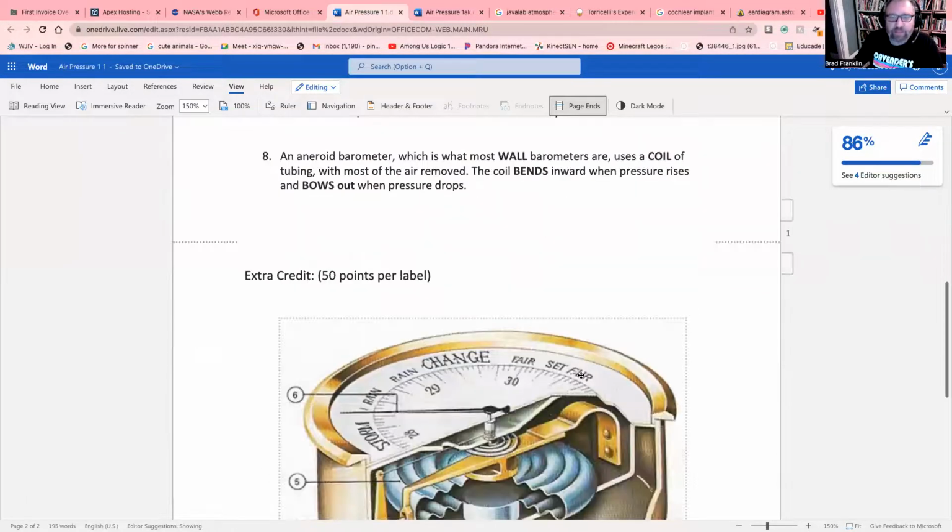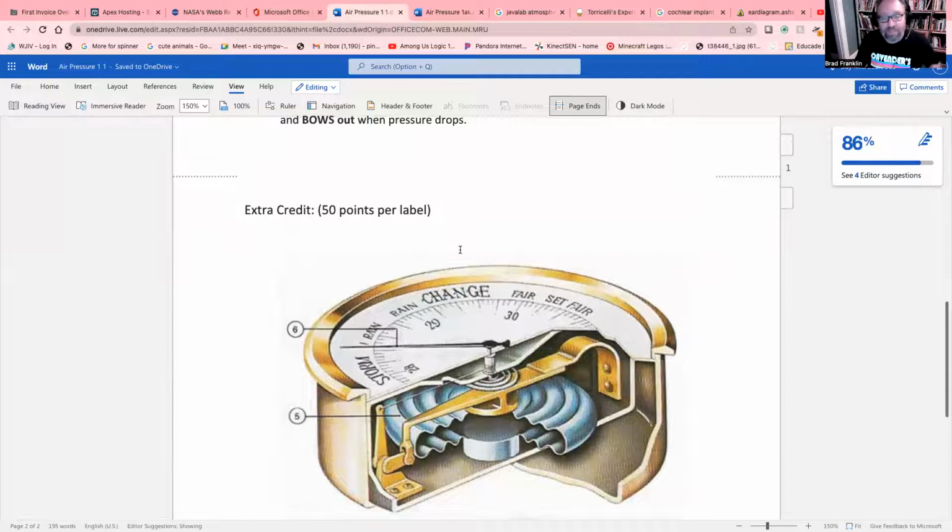Okay, good. For extra credit, what I want you guys to label is the pointer and the coil. I just showed you where the coil is. Pointer, coil. Put them in the right box. There's only 2 boxes. 50 points per label. That's 100 points. Easy 100 points.